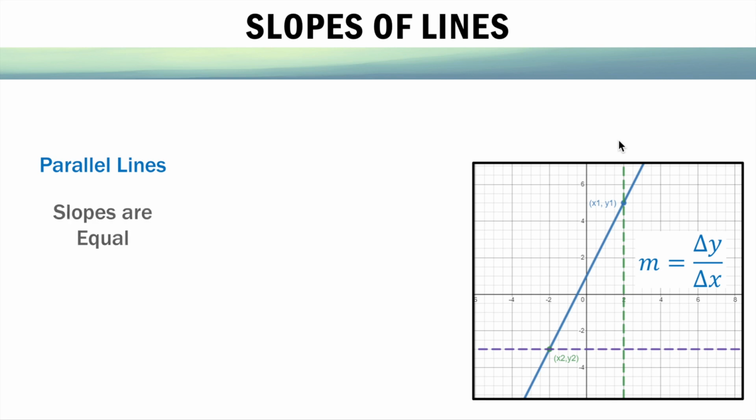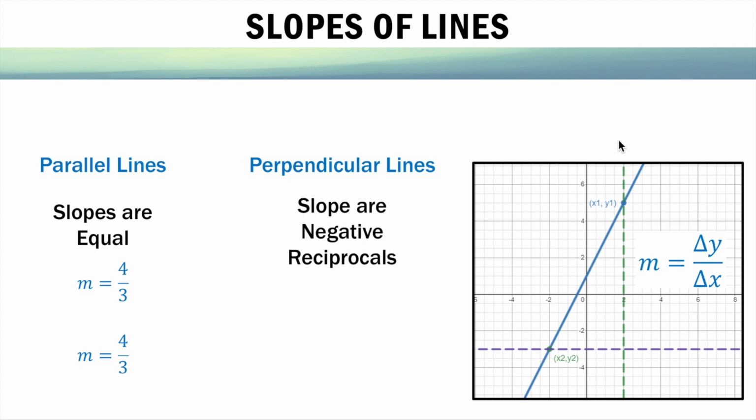So if you have parallel lines, the slopes are equal. So if you have one line that has the slope of 4/3, another line that's parallel to it will also have a slope of 4/3. Perpendicular lines have slopes that are negative reciprocals of each other. So if the first line has a slope of 4/3, its perpendicular line will have a slope of -3/4. Flip it and take the opposite sign.